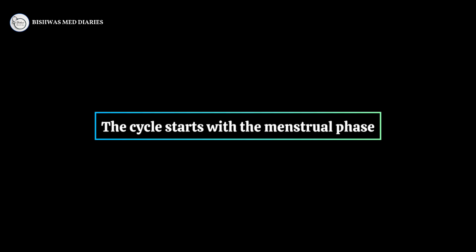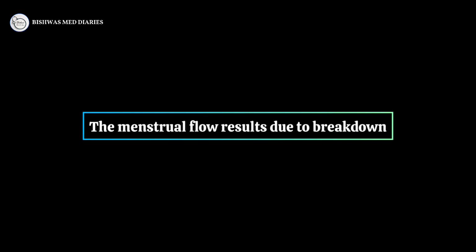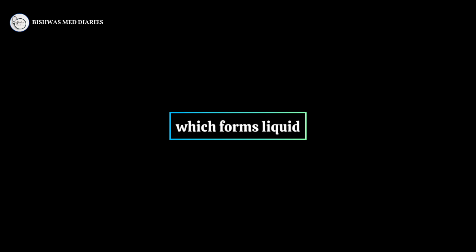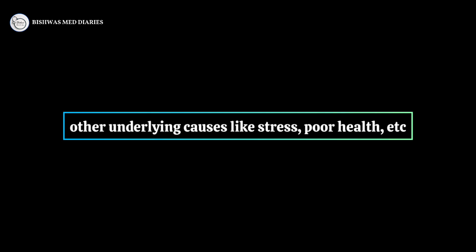The cycles start with the menstrual phase, when menstrual flow occurs and it lasts for 3 to 5 days. The menstrual flow results due to breakdown of endometrial lining of the uterus and its blood vessels, which forms liquid that comes out through vagina. Menstruation only occurs if the released ovum is not fertilized. Lack of menstruation may be indicative of pregnancy. However, it may also be caused due to some other underlying causes like stress, poor health, etc.